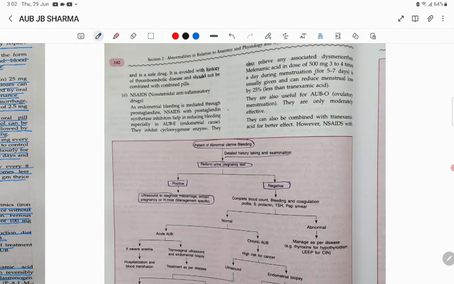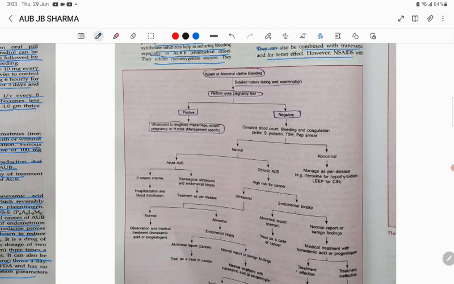It is a safe drug, but with a history of thromboembolic disease, it should not be combined with the combined pill. NSAIDs reduce endometrial bleeding mediated by prostaglandins; they inhibit prostaglandin synthesis by inhibiting the cyclooxygenase enzyme, especially in AUB of endometrial cause. Mefenamic acid is dosed at 500 mg 3 to 4 times a day during menstruation for 5 to 7 days. It reduces blood loss by about 25%. They are only moderately effective in ovulatory AUB, but they can be combined with tranexamic acid, which is more effective than NSAIDs.